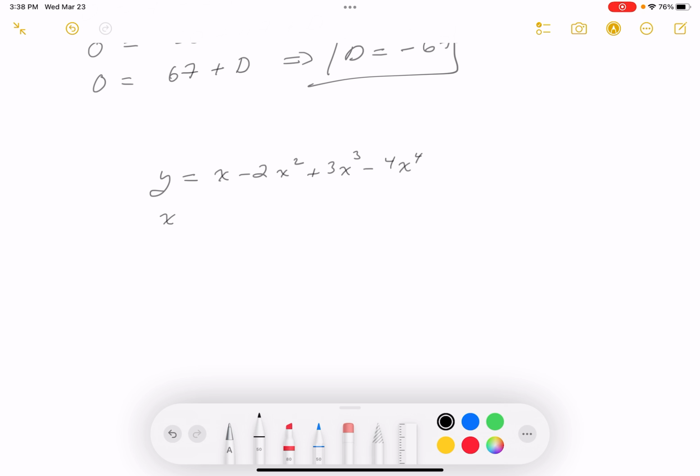x equals ay, I just don't know what that multiple is, plus by squared plus cy cubed, just like we did the prior problem, plus dy^4. So that's your first step. Your next step is to make a substitution. And the way you're going to do that, you can say x equals a times y. Well, what's y?